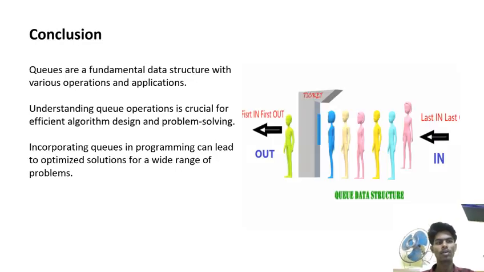Now we can see queues are a fundamental data structure with various operations and applications. Understanding queue operations is crucial for efficient algorithm design and problem solving. These are the advantages of queues. Incorporating queues in programming can lead to optimized solutions for a wide range of problems.